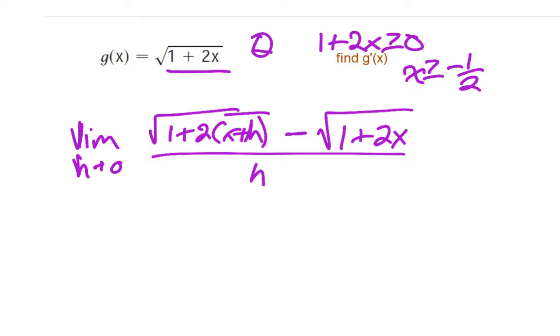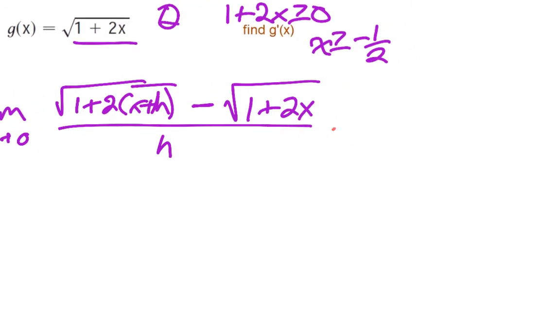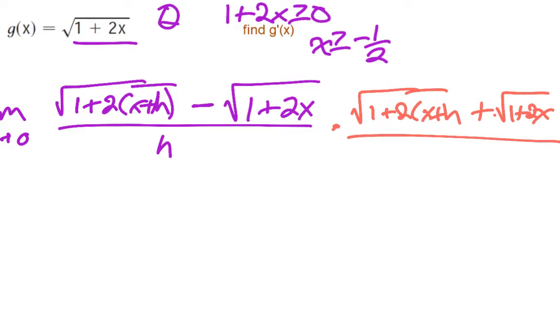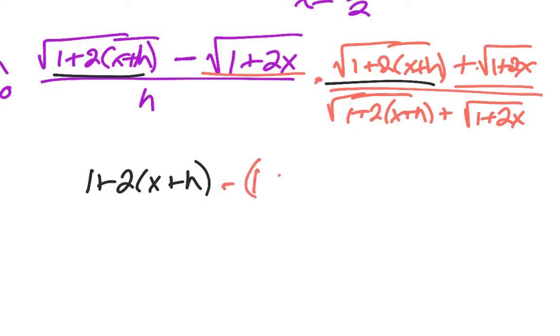So when I look at this, what am I going to have to do? Well, I'm going to have to multiply by its conjugate. So I need to multiply the numerator and the denominator by the square root of 1 plus 2 times x plus h, plus the square root of 1 plus 2x, all over the same thing. Now, what you need to be aware of here is that if you have square roots in the numerator, you're probably going to have to multiply by the conjugate. But what's nice is that there's really not a whole lot of multiplying that has to go on, because they're conjugates. Multiply the first ones, and the square root sign just goes away. And you multiply the last ones, and it's a minus sign, and the square root sign goes away again.